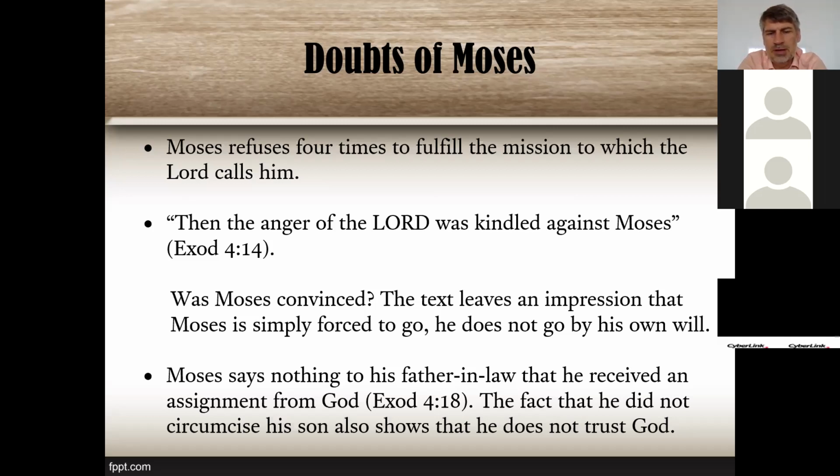It's very interesting that in Exodus chapter 4 and verse 18, we can see that he speaks to his father-in-law. And when he speaks to his father-in-law, he doesn't tell him that actually he had a revelation from God and God sent him to Egypt. But he just says that I want to see, maybe some of my relatives are still alive, so I would like to see them. So do you see all these details tell us that actually Moses is not convinced in the beginning.